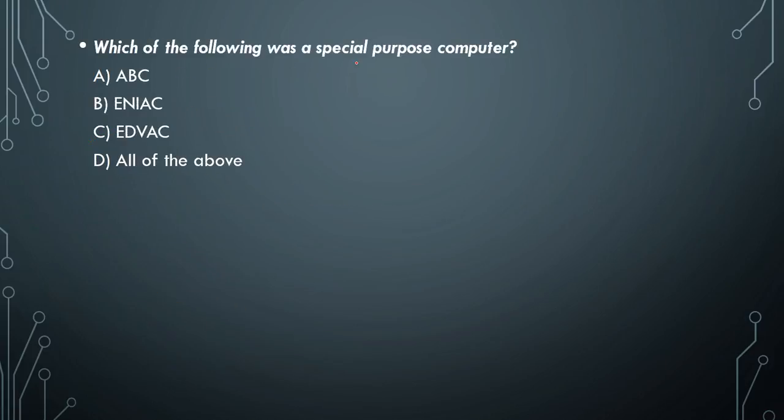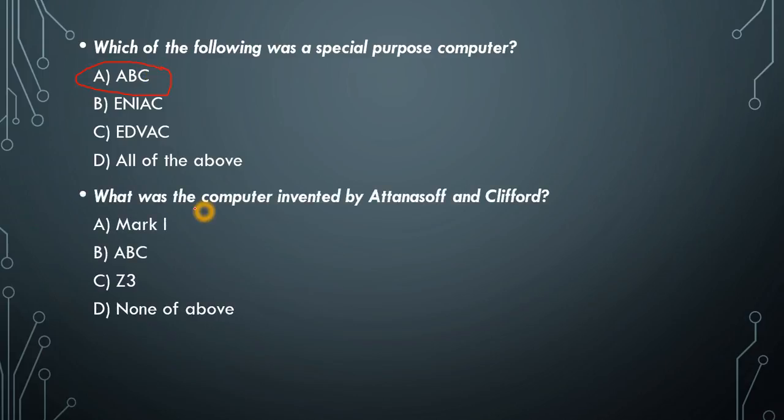Which of the following was a special purpose computer? The special purpose computer was ABC. Okay, ABC. It was developed by Atanasoff and Clifford Berry, and it was the first to do linear calculations. Okay, ENIAC was the automatic one. So this was the first special purpose computer, a computer invented by, look, Atanasoff and Clifford Berry. You can say, so that was A, B, and C.